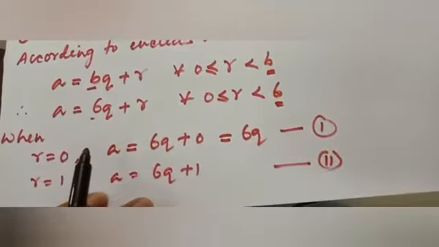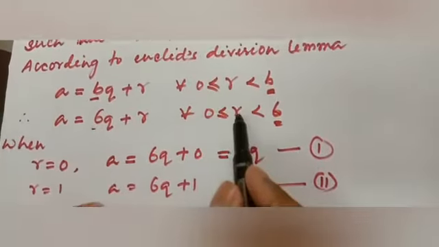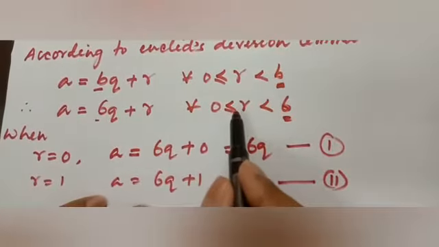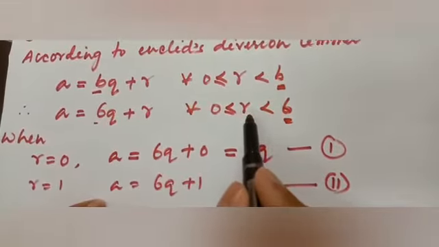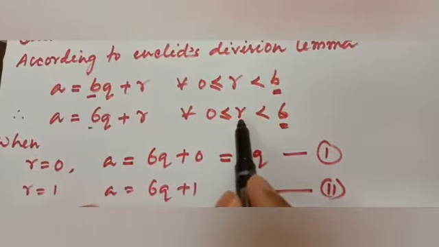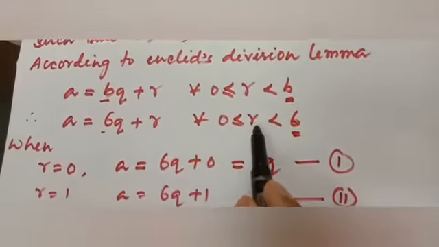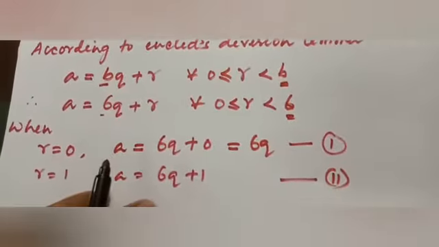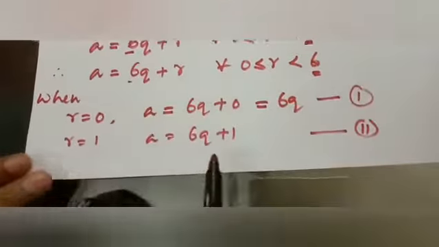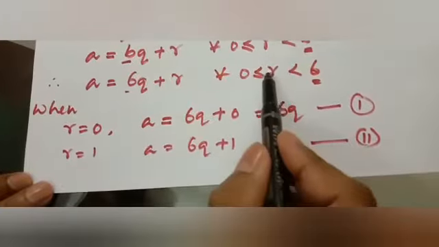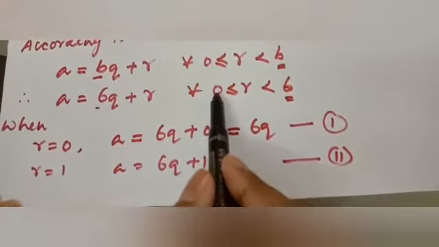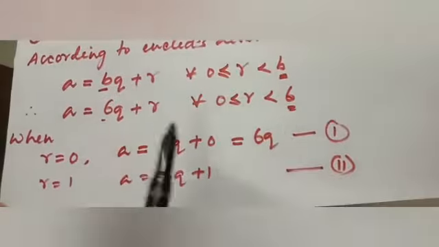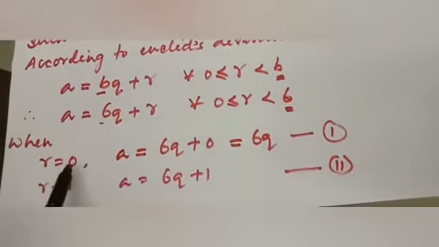So what may be the value of remainder r? The value of remainder r may be 0, 1, 2, 3, 4 and 5. But the remainder r may not be equal to 6. It is always less than 6. Now start. We know that the value of r varies from 0 to 5. So first take the remainder r equal to 0.